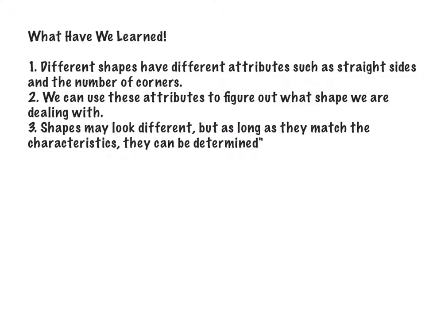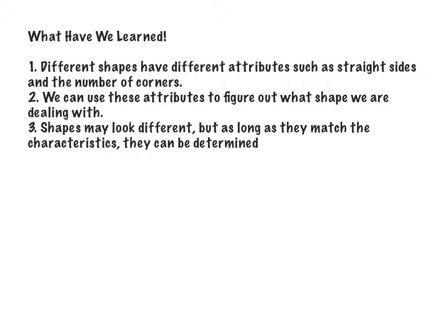Let's go over what we have learned. First of all, different shapes have different attributes, such as straight sides and the number of corners. We can use these attributes or characteristics to figure out what shape we are dealing with. In number 3, shapes may look different, but as long as they match the characteristics, they can be determined.